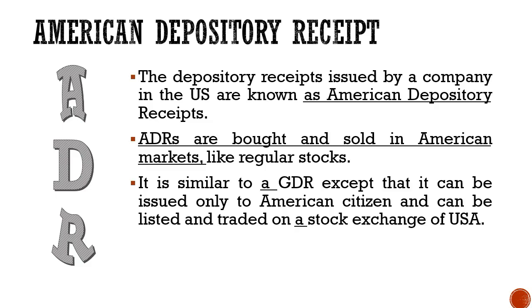It is similar to GDR, except that it can be issued only to an American citizen. GDR can be issued to any citizen around the globe. However, ADR can only be issued to an American citizen and can be listed and traded on a stock exchange of USA. So ADR can only be given to an American citizen, and it can be only listed and traded on a stock exchange of the United States. However, GDR could be given to any person and it could be listed anywhere across the globe.